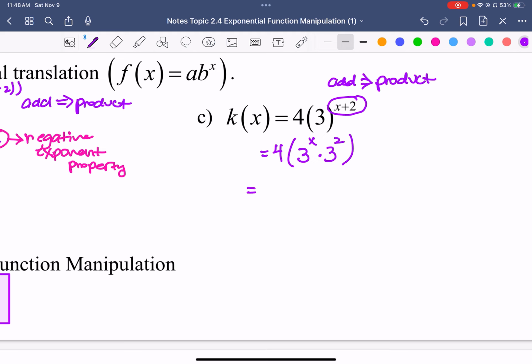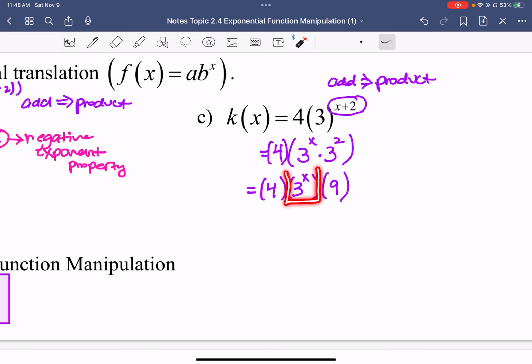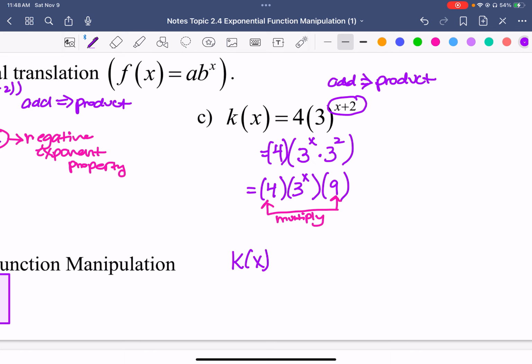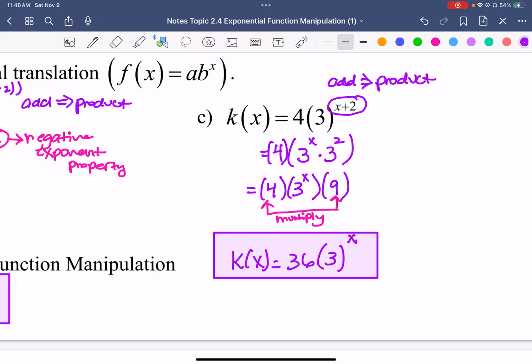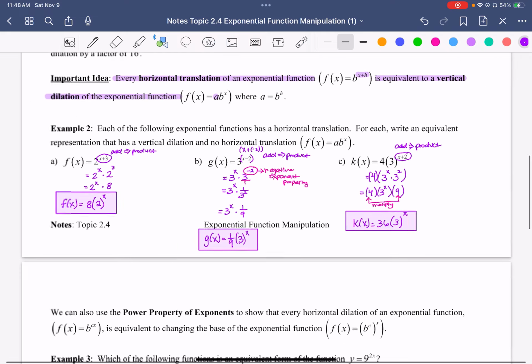Okay. Now we have 4 times 3 to the power of x and 3 squared, which is 9. Now remember, I told you you cannot multiply a number that is a base raised to the power of x. But we can multiply this 4 and the 9 because they do not have any variables on them. So to simplify, k of x would be 36 times 3 to the power of x. Okay, let's go to the next page.